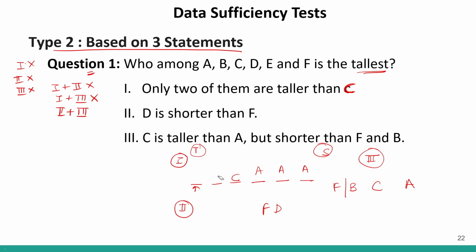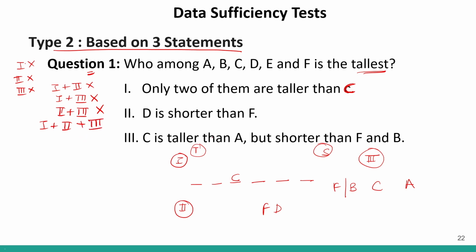So if I look at 2 plus 3, we know that F is greater than D, but we don't know whether D will come over here, here, anywhere. Correct? So 2 plus 3 is also not enough. Now I am combining 1 plus 2 plus 3. So I am combining all the 3 statements.